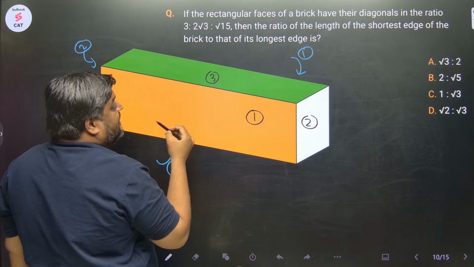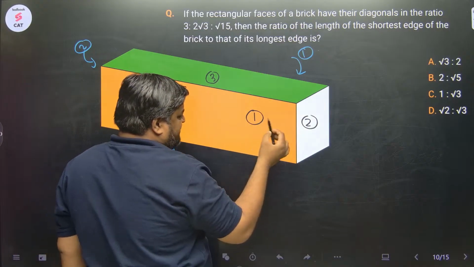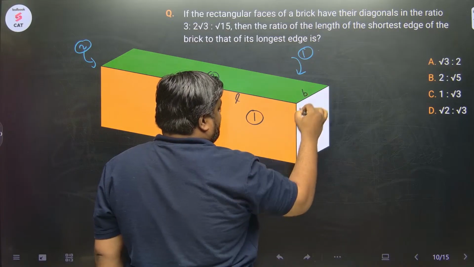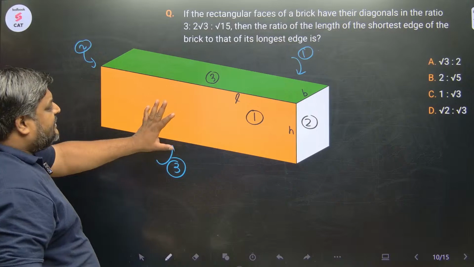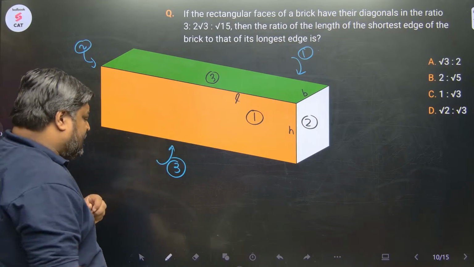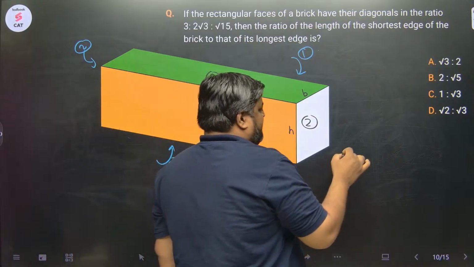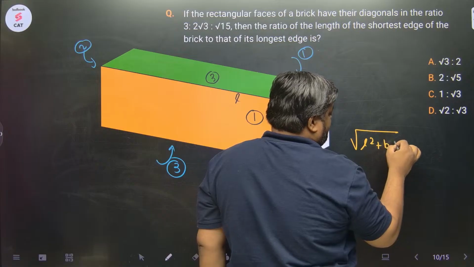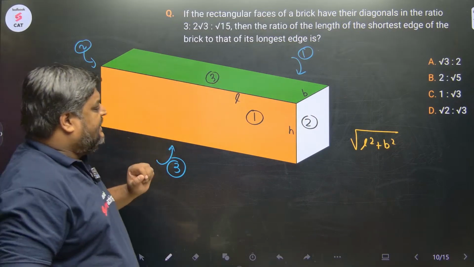फेस डायगोनल का रेशियो. अगर मैं कहूँ कि ये लेंथ है, ये ब्रेड्थ और ये हाइट है, तो तीन जो फेस डायगोनल्स हैं वो कैसे कैलकुलेट होंगे? सर, वो इस तरीके से कैलकुलेट होंगे: स्क्वायर रूट ऑफ एल स्क्वायर प्लस बी स्क्वायर. ये टॉप फेस का हो गया, राइट.